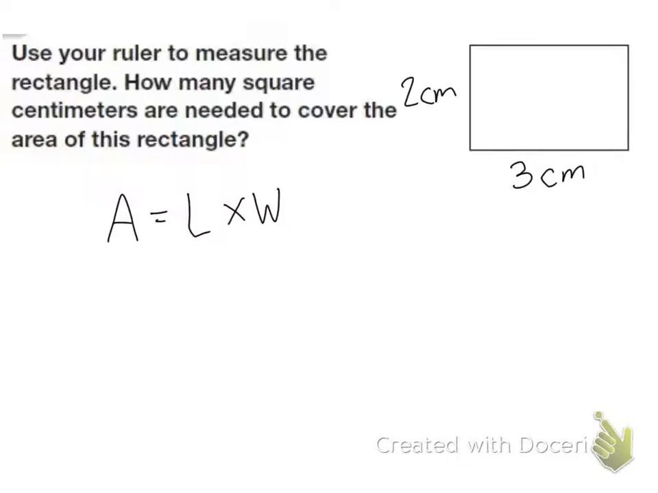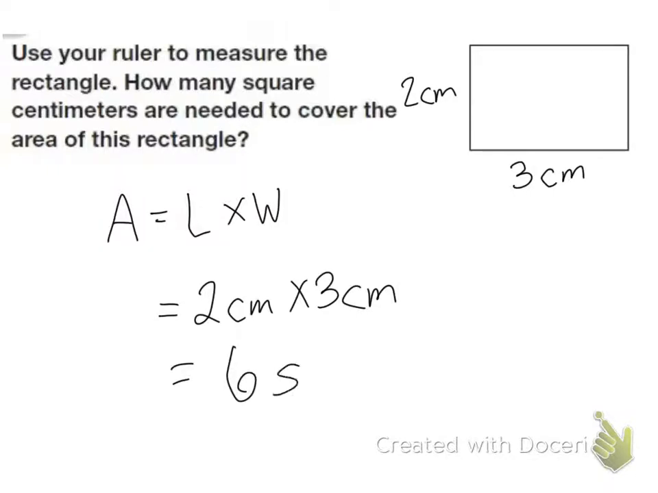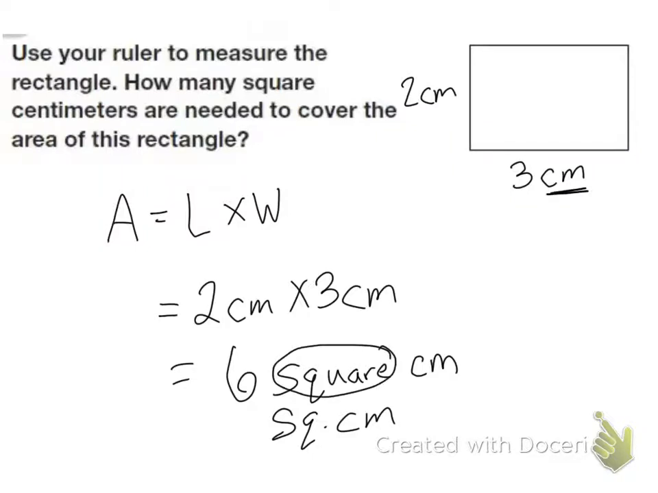And so area is length times width. So I would do 2 centimeters times 3 centimeters. Well, 2 centimeters times 3 centimeters equals 6. And then I would say square centimeters. Okay. Or you can write that as SQCM for abbreviated. Okay, but square centimeters, or whatever the label is, we always put the word square in front of it. Okay.